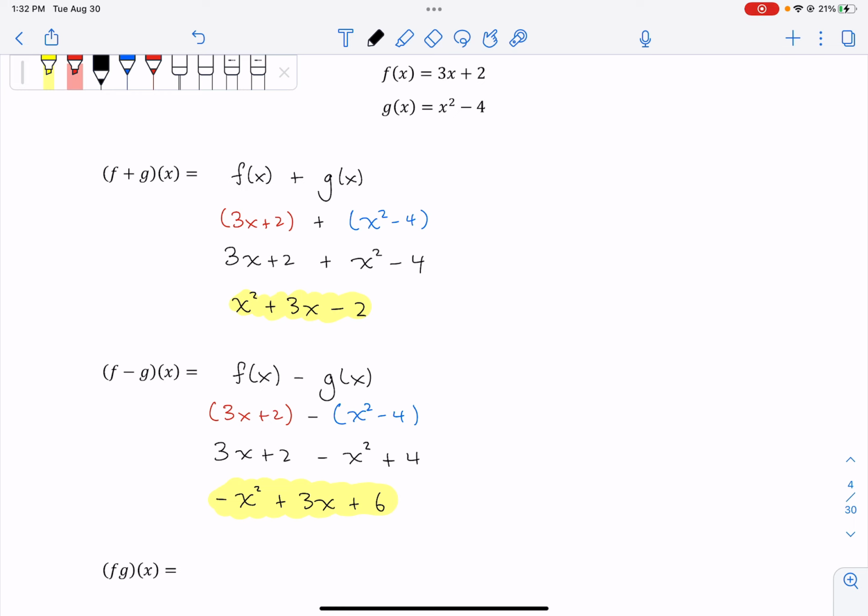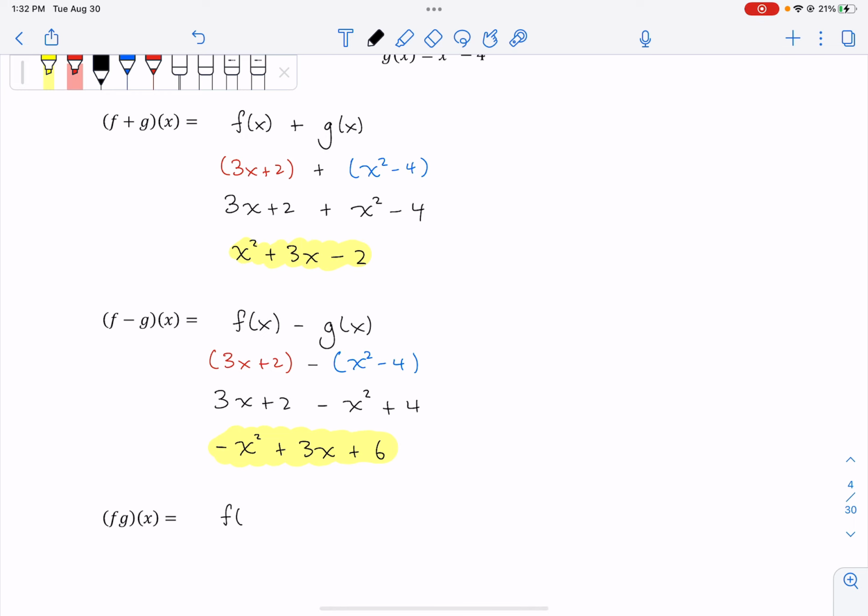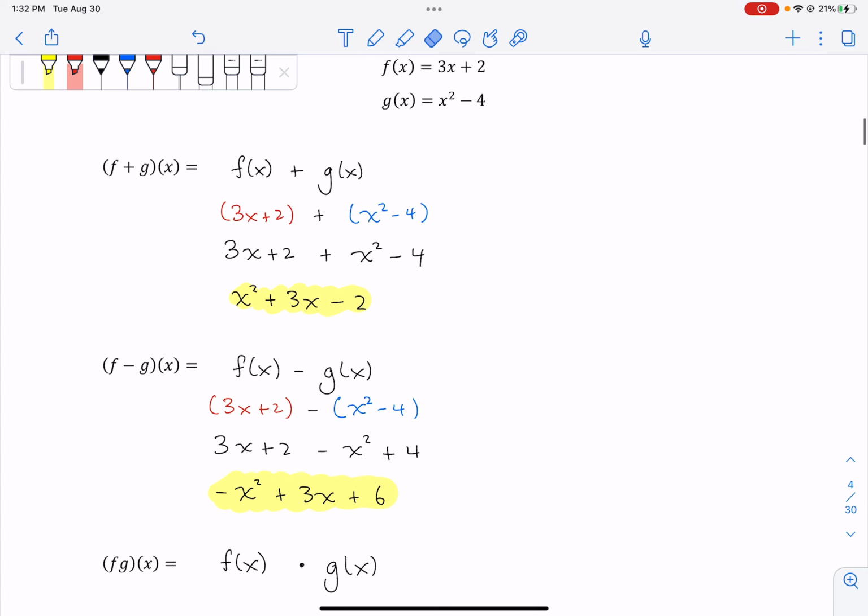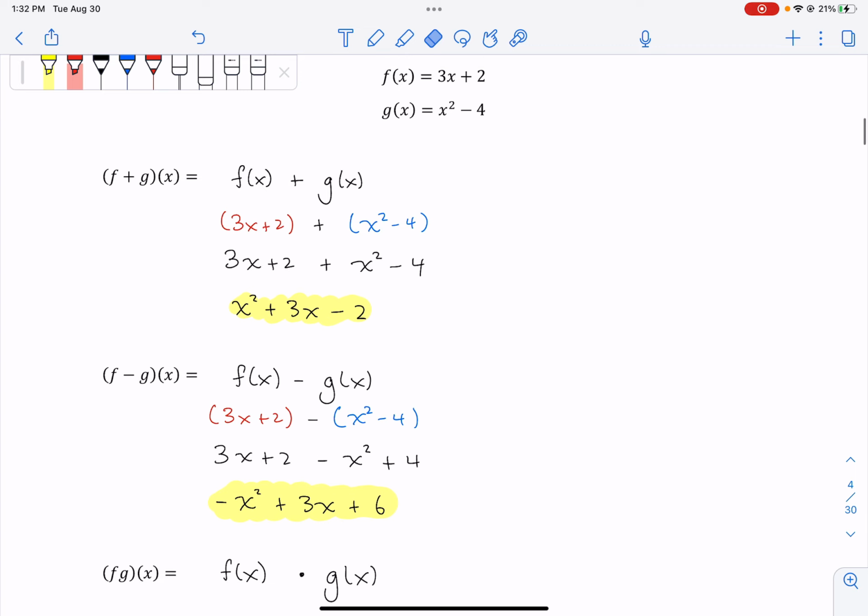fg of x is the same thing as saying f of x multiplied by g of x. You might even see it look something like this: f times g of x. I do prefer when things are split up like this, but once again, it's up to your discretion what you would like to use. All you need to know is that we need to plug in actual things into f of x and g of x.